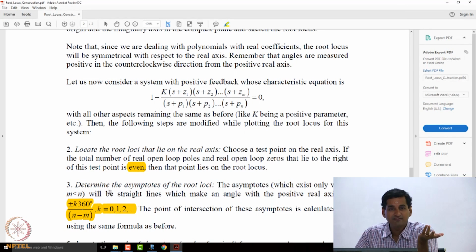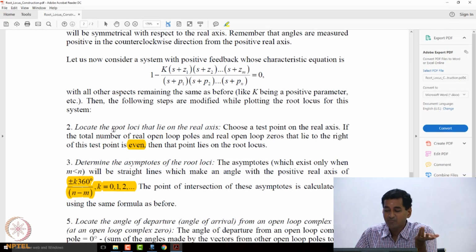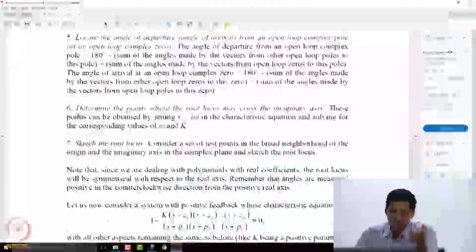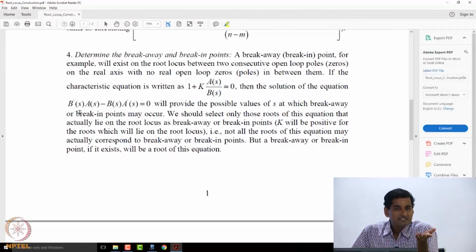Once again we are going to have n minus m asymptotes. The point of intersection of the asymptotes on the real axis, that formula remains the same: sum of open loop poles minus sum of open loop zeros divided by n minus m. That does not change. Let us come to step 4. Step 4 remains the same because it is just a matter of figuring out potential breakaway and break-in points and then determining whether they lie on the root locus. But we need to be a bit careful now.